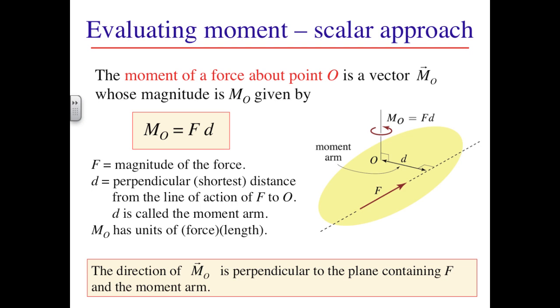Imagine the shaded plane shown in the figure is in the xy plane. We identify the perpendicular, that is the shortest distance d, between O and the line of action of F. The moment magnitude using the scalar approach is the product F and d. The direction of the moment still has to be evaluated using the right-hand rule. In this case, we could slide R out and cross it into F, and our thumb would give us the direction of the moment, which would be as shown here.